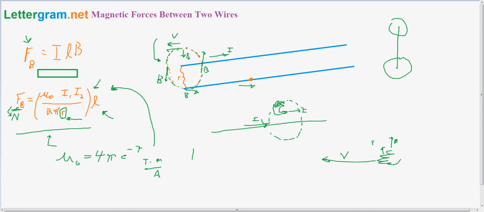This sometimes also looks like F_B divided by length is equal to mu naught, I1, I2 divided by 2 pi r. And for this, you'll get newtons per meter, or newtons per unit of length, so the force over a specific length. And that's actually, in my opinion, more commonly used and more useful, because you can take increments of how much force you're getting per section.